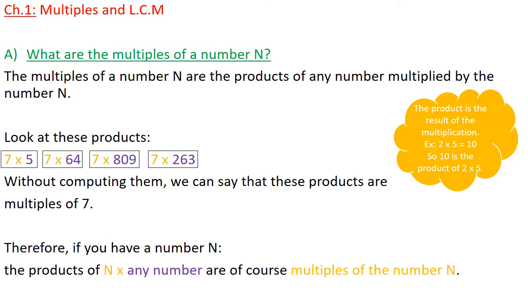Therefore, if you have a number n, the products of n times any number are of course multiples of the number n. Before we start the examples, dear students, you have already studied the multiples of the numbers by the table of multiplication. You have studied the first multiples of the numbers from 0 to 10.